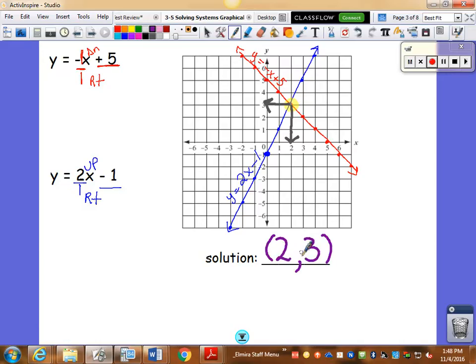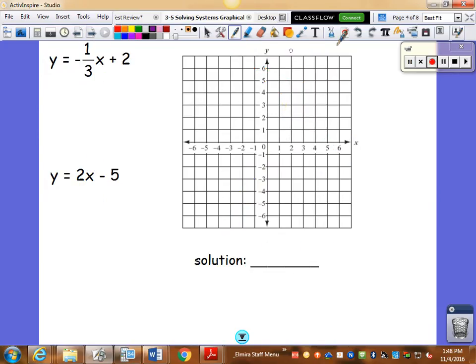Now, the order of the numbers is really important. You always put the x term first and the y term second. So the x is 2, because this is the x-axis. The y is 3. (2, 3). Okay, that's very important. Let's do another one.